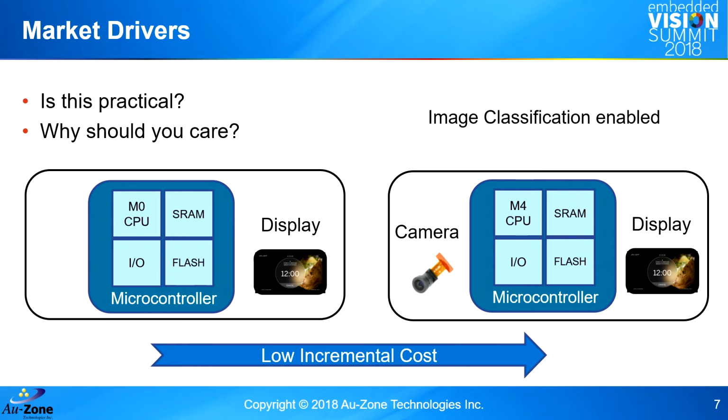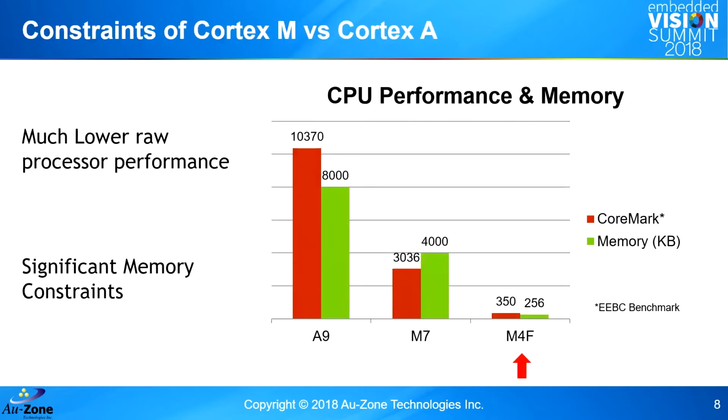So the incremental cost might be relatively low because you need to add a camera to your device and probably upgrade the memory. But other than that, your design might be fairly similar to what you already have without embedded vision.